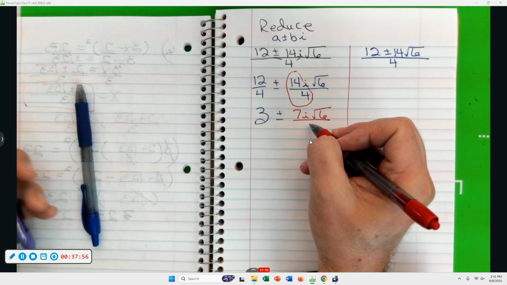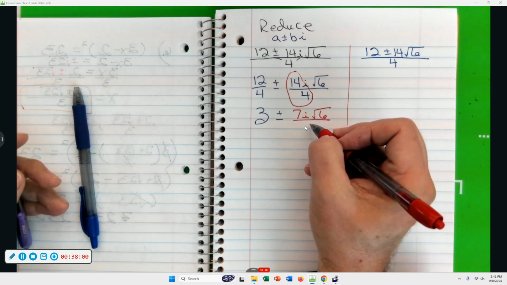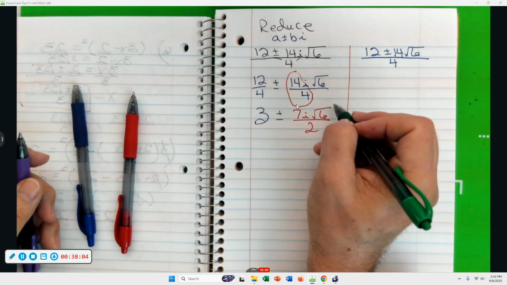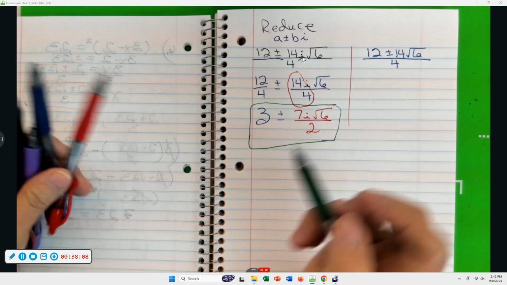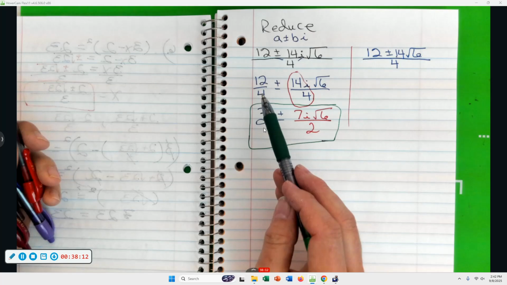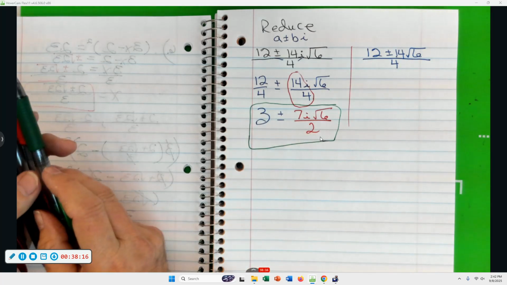I know, and I'm waiting for him to say it. 4 divided by 2 is 2. Here's how they'd want you to type in your answer. If you had solved an equation and gotten a fraction with an I on top, they want you to split up and cancel any common factors.